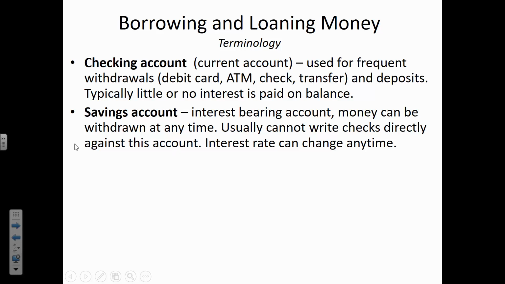Does that concept make sense to everybody? Are there any questions about checking versus savings accounts?